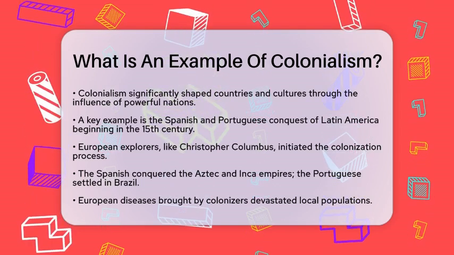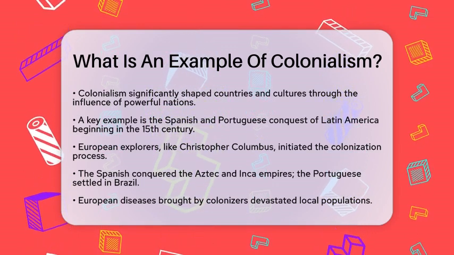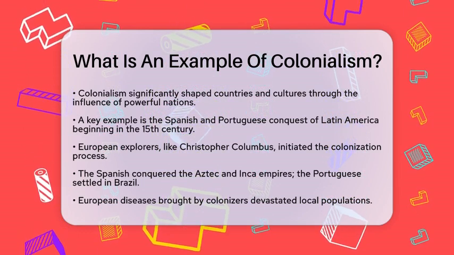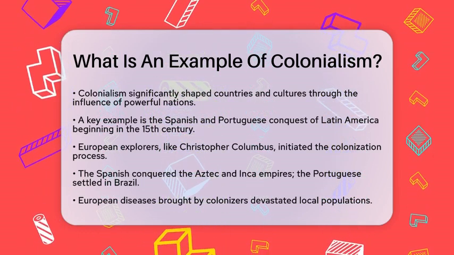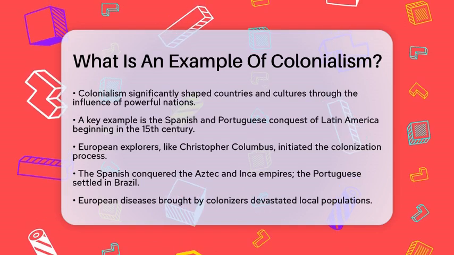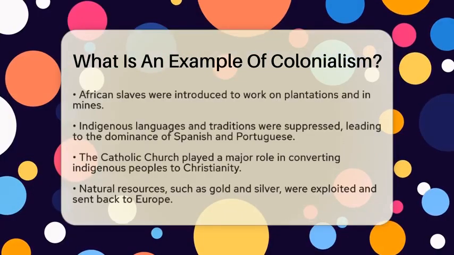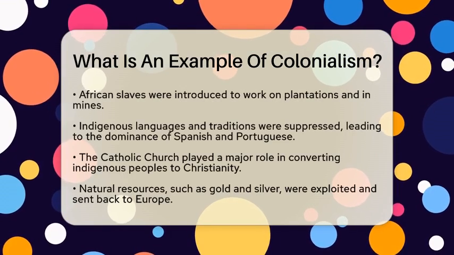The impact was profound. Local languages and traditions were suppressed, and European languages like Spanish and Portuguese became dominant. The Catholic Church played a significant role in converting the indigenous people to Christianity. This period also saw the exploitation of natural resources, with gold and silver being extracted and sent back to Europe.